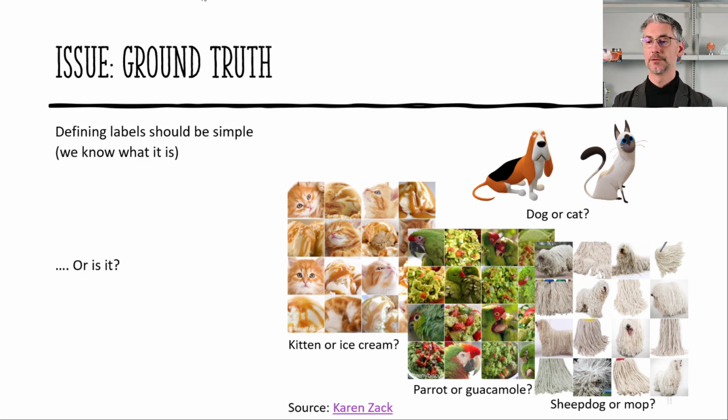So there are nice memes on the internet like kitten or ice cream, parrot or guacamole, sheepdog or mop. We can probably identify all of them at some point, but it's very tricky and very hard for us to do. And this makes it very difficult for the machine learning algorithm as well, because if we make a mistake in assigning those labels, necessarily the machine learning algorithm will learn a wrong relationship as well.